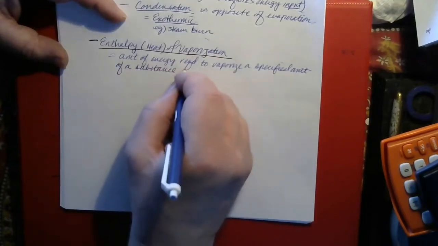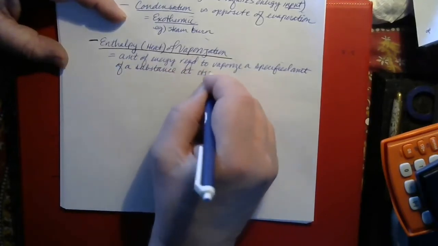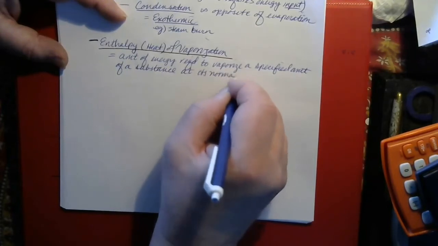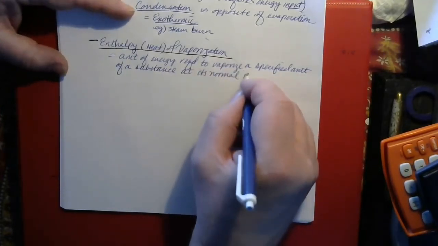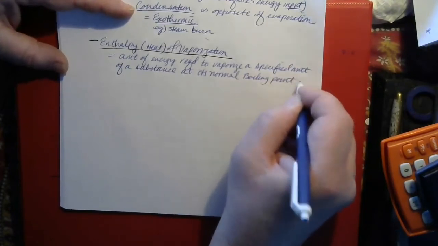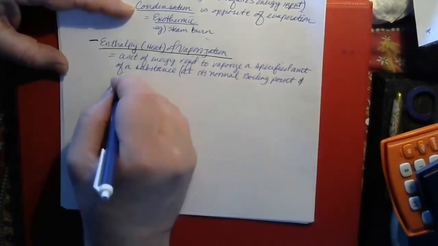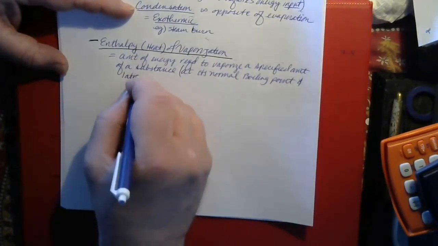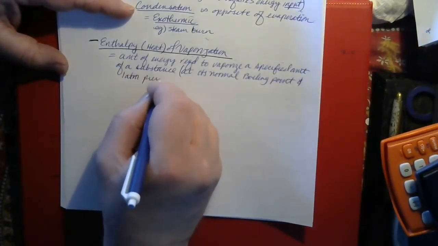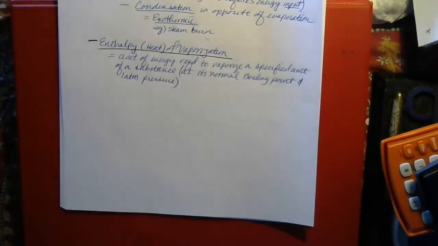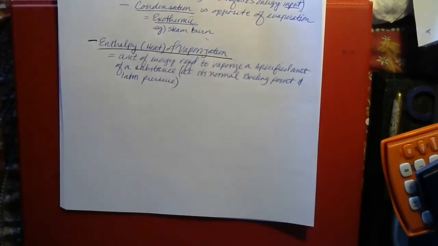And that would normally be at its normal boiling point, and 1 atmosphere of pressure, because changing the pressure can allow you to vaporize something even at room temperature, and that would involve a different amount of energy.